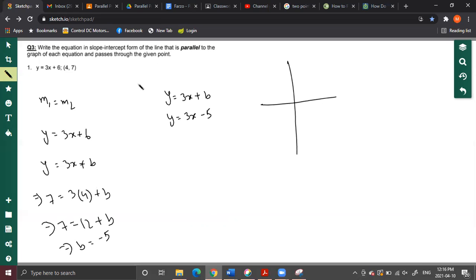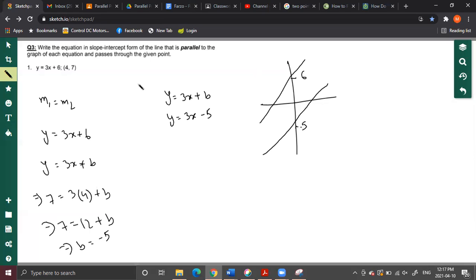And if we try to see that in a graph, 3x plus 6 will be looking something like this, because this one has a y-intercept of 6 in the original equation. So it will look something like this. And this one has a y-intercept of -5. This will look something like this. I'm not doing an accurate graph. These are parallel lines and they will never intersect each other.